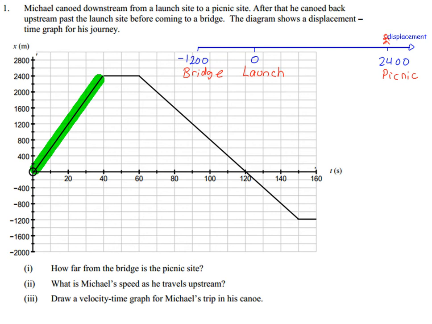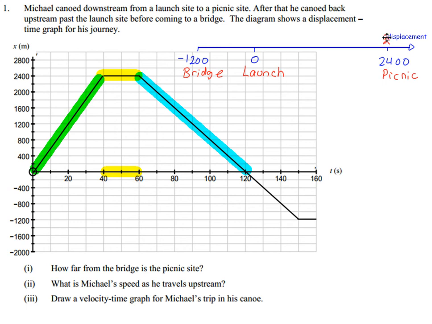And then Michael waits at the picnic site for 20 seconds, and then he canoes back upstream. So he's canoeing back upstream. He's back at the launch site right here, where the displacement is 0.